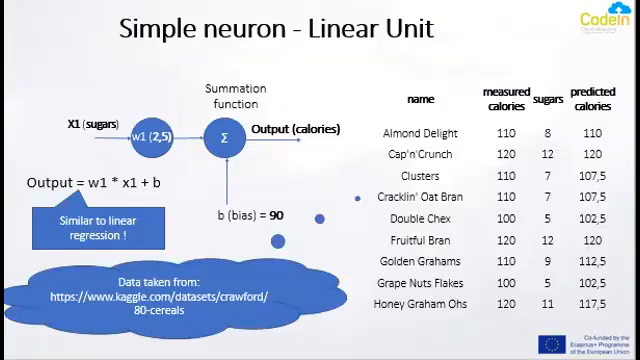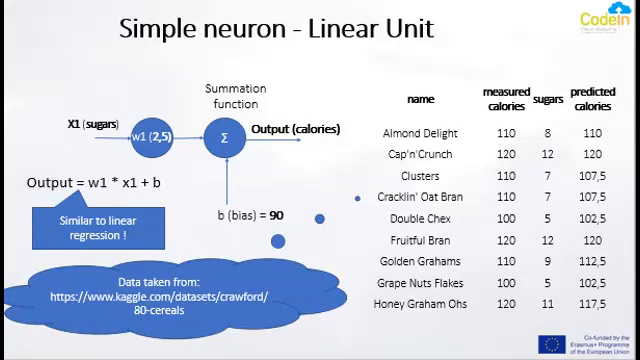Imagine a little creature called the linear unit in the magical world of neural networks. It has one input, sugars, with a weight, w, and a special friend called bias, b. The output, calories, is calculated with a simple formula, y equals w multiplied by x plus b, which looks like an equation of a line. It's a simple yet powerful way for the neuron to create its output and learn from its connections.